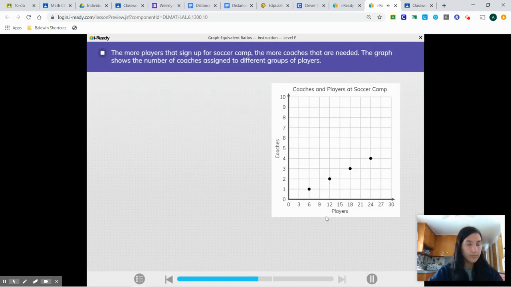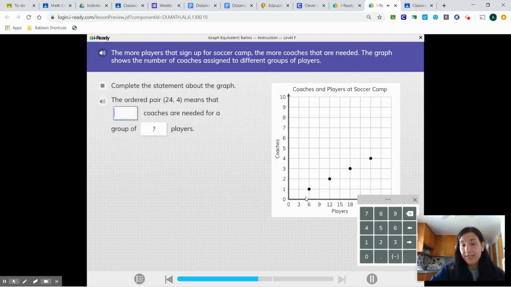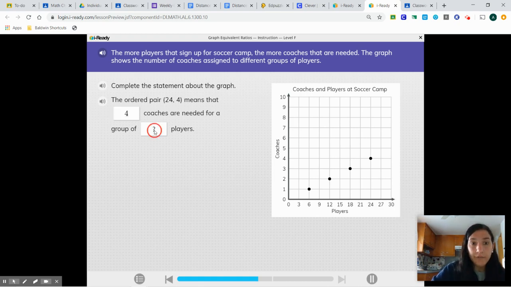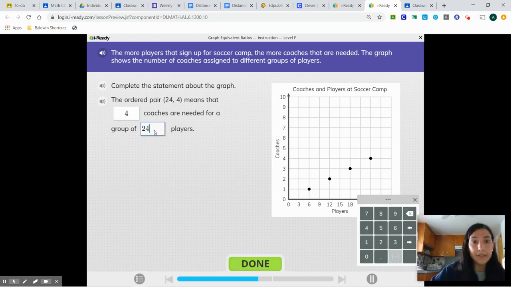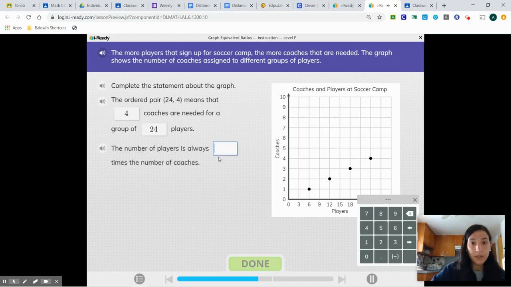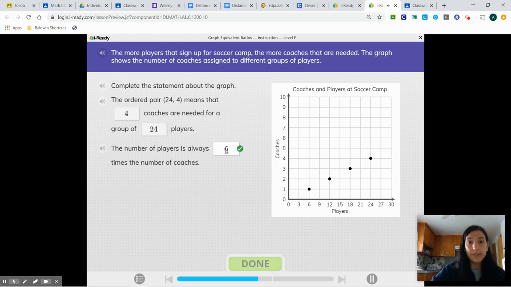The more players that sign up for soccer camp, the more coaches that are needed. The graph shows the number of coaches assigned to different groups of players. For 6 players, each coach gets 6 players. Complete the statement about the graph. So here we know players is our x value. So this will be 24 players for 4 coaches. So 4 coaches are needed for a group of 24 players. The number of players is always 6 times the number of coaches.